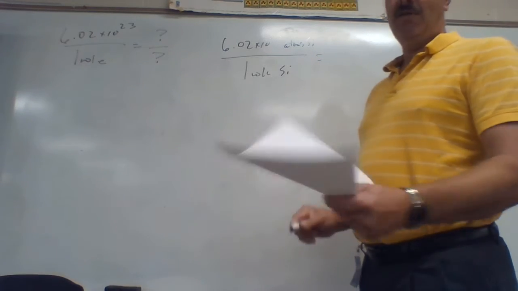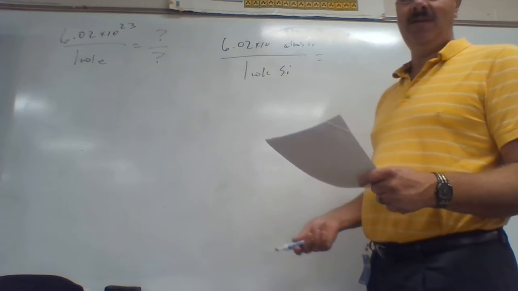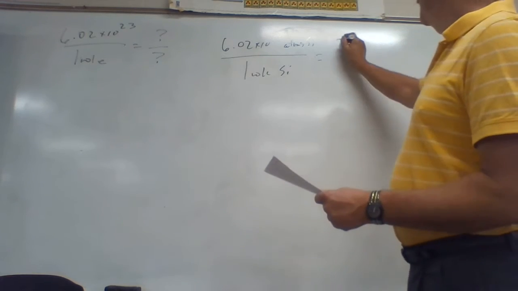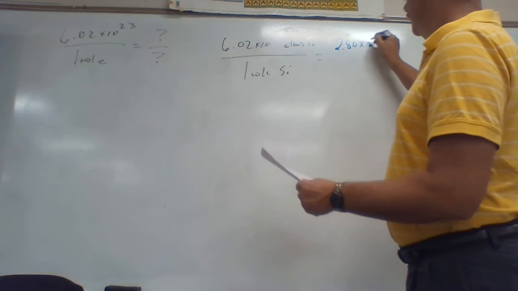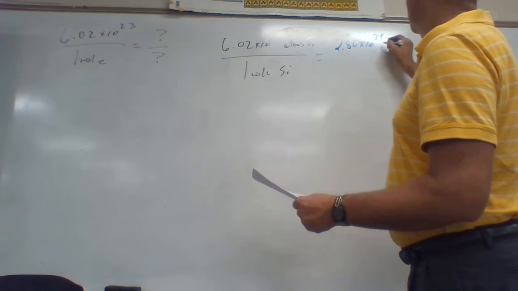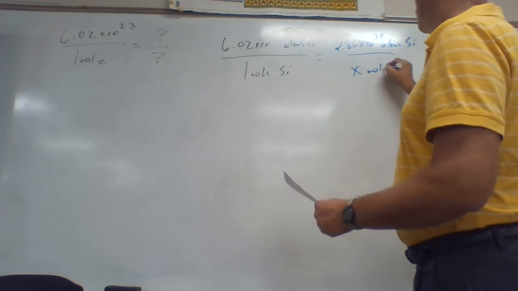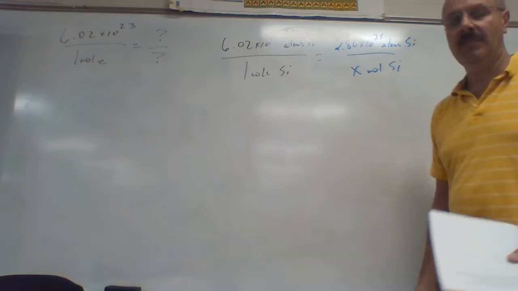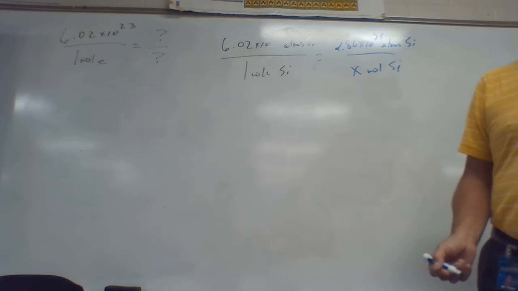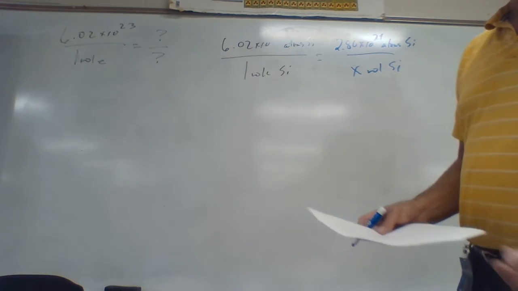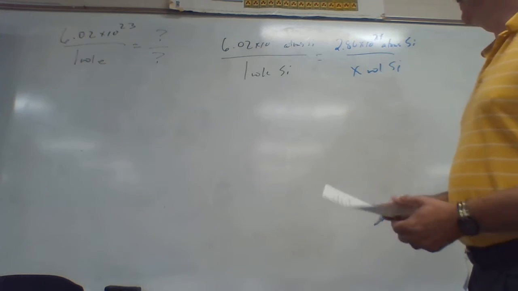But then my question says, I don't have 6.02 times 10 to the 23rd. I have 2.80 times 10 to the 24th atoms of Si. And we want to know X moles of Si. And don't forget that MOL is the abbreviation for mole. Now again, it seems really weird that that's the abbreviation, but it is.